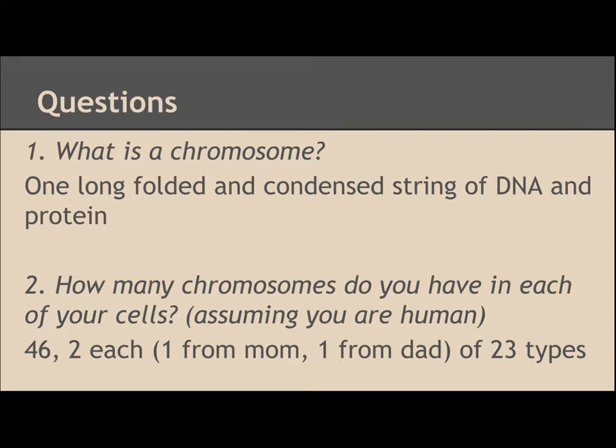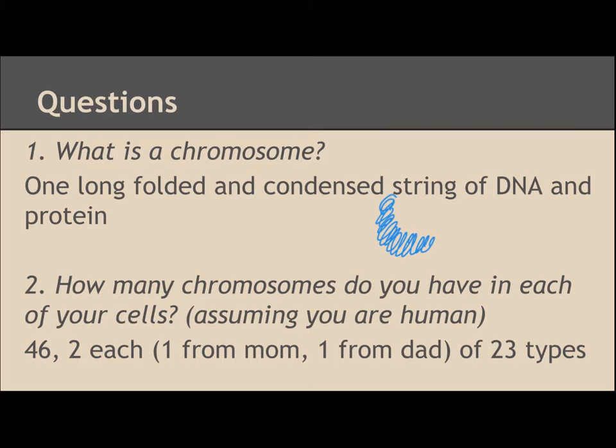So our definition of chromosome is one long folded and condensed string of DNA and proteins. DNA is really, really long, it's like miles long. It would never fit in your cell if it was all just stretched out. So rather than being stretched out, it's folded and condensed and coiled up in a way that allows it to fit in your cell. And it's coiled up with proteins. We refer to that one strand that's all coiled up and wrapped around proteins as a chromosome.